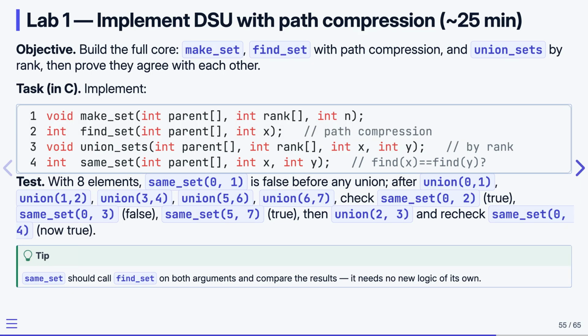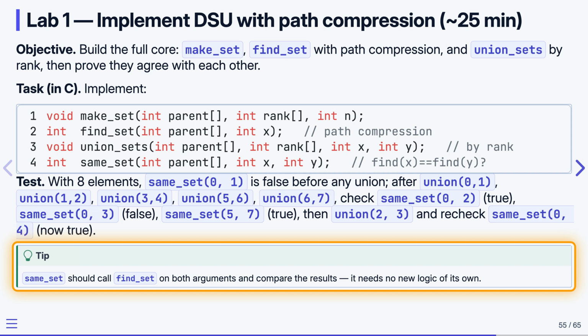To test it, start with 8 elements. Before any union, same set of 0 and 1 is false. Then union a few pairs and recheck the answers. For example, after joining 0, 1, and 2, same set of 0 and 2 should be true. One hint: same set needs no logic of its own. It just calls find set on both arguments and compares the 2 roots. Give it a try before you look at the solution.